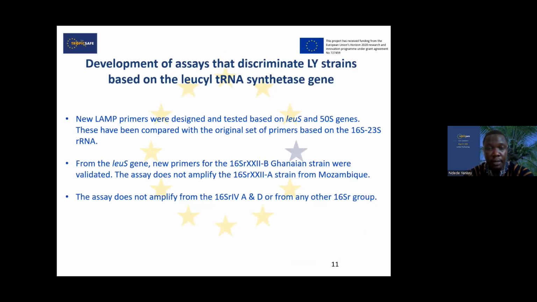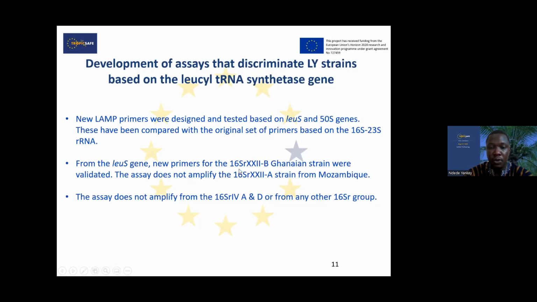So we have then moved on to develop assays that discriminate between the group 22 phytoplasma, the LY strains, based on a leucyl tRNA gene. Now, generally, we know that the LEUS and the 50S gene is known to give more sequence variability between phytoplasma groups and subgroups than the 16S to 23S ribosomal RNA gene. So we developed new primers based on the 2 genes, but we found the LEUS assay to be more effective.